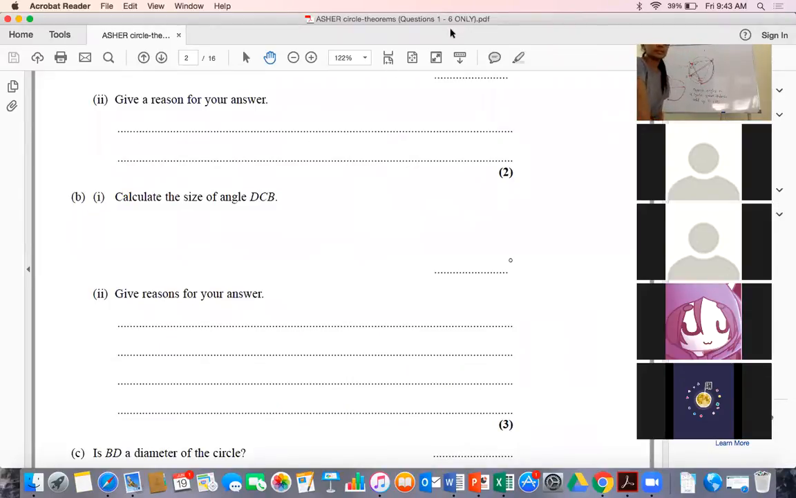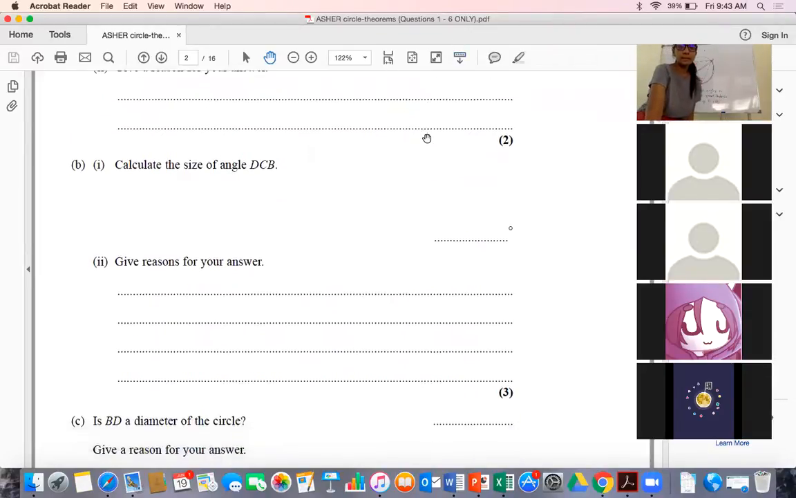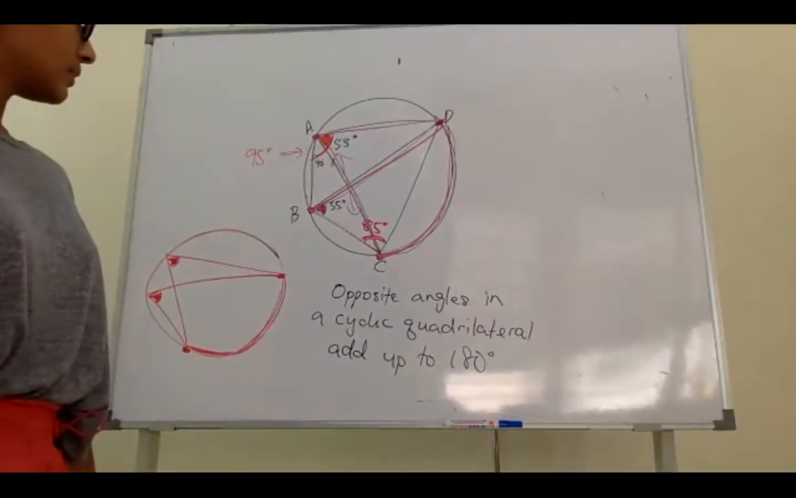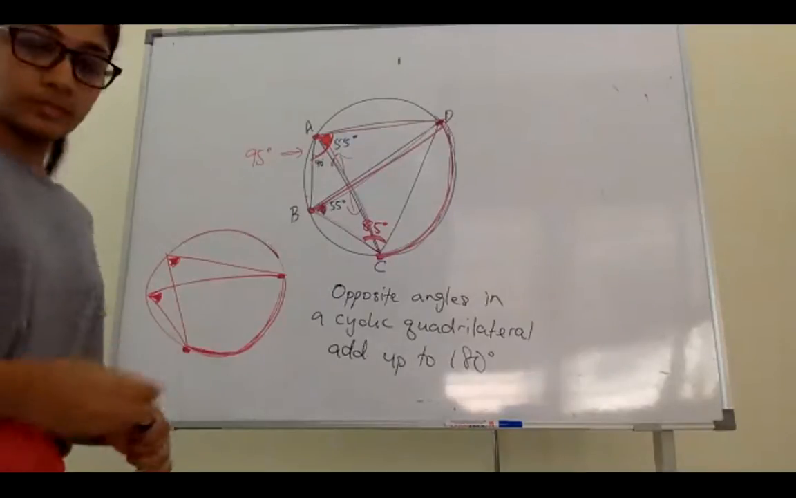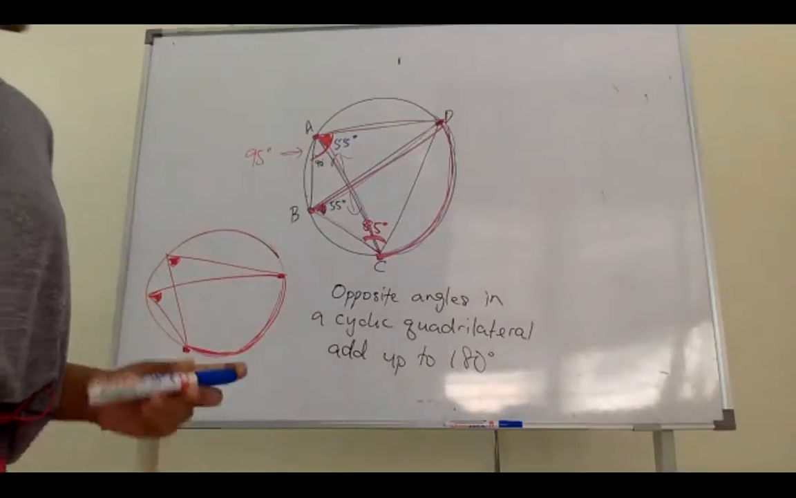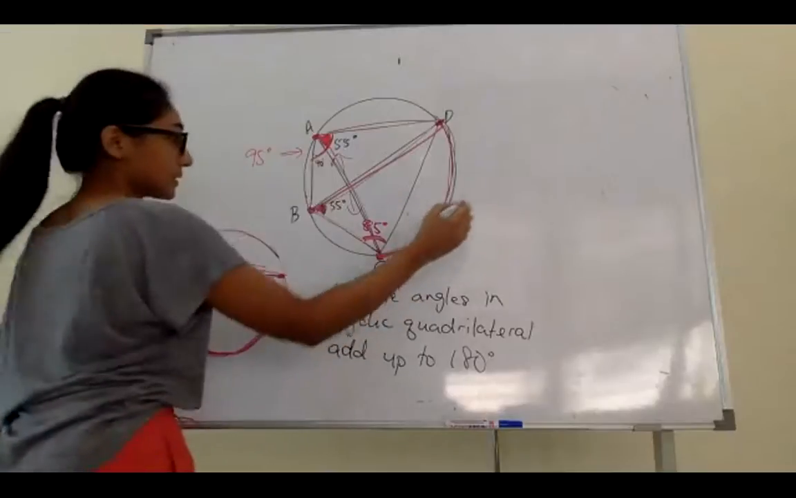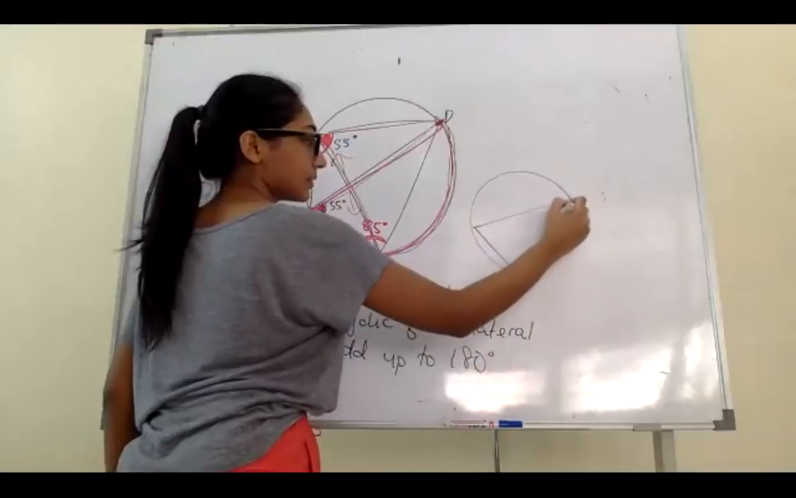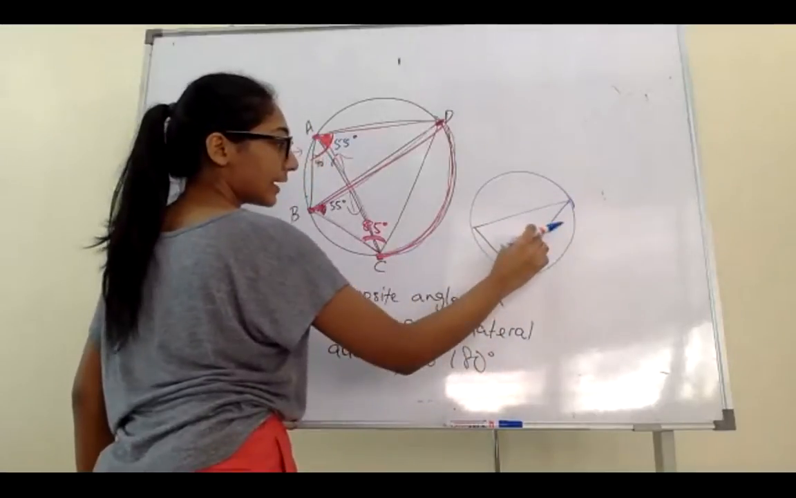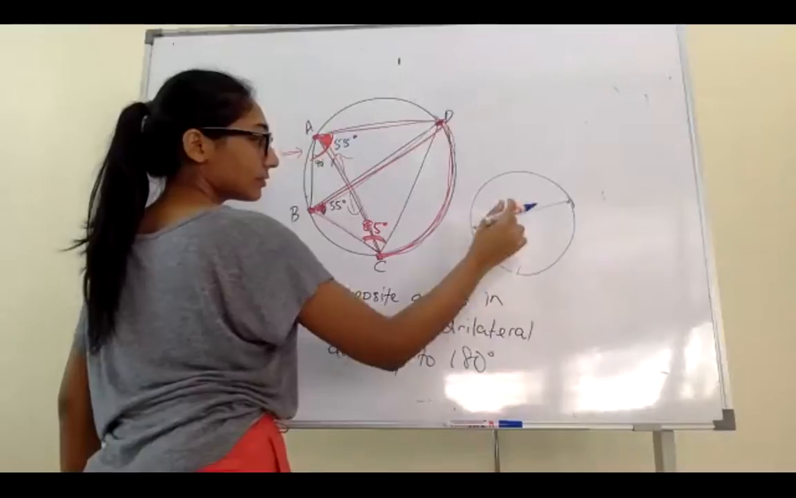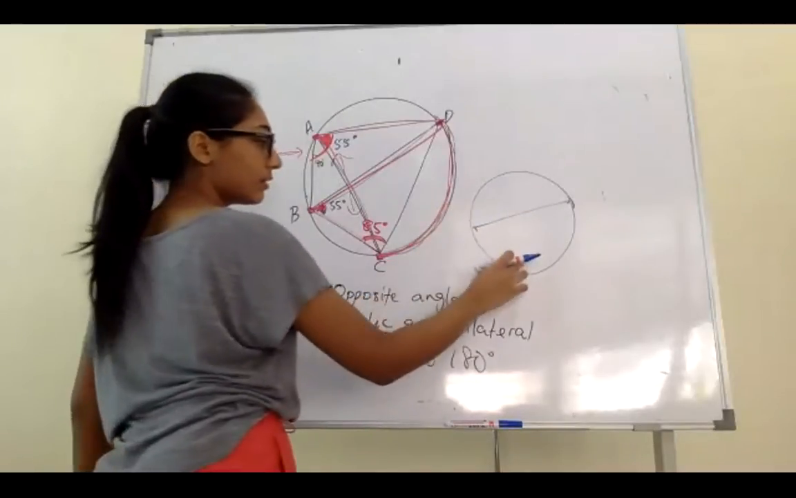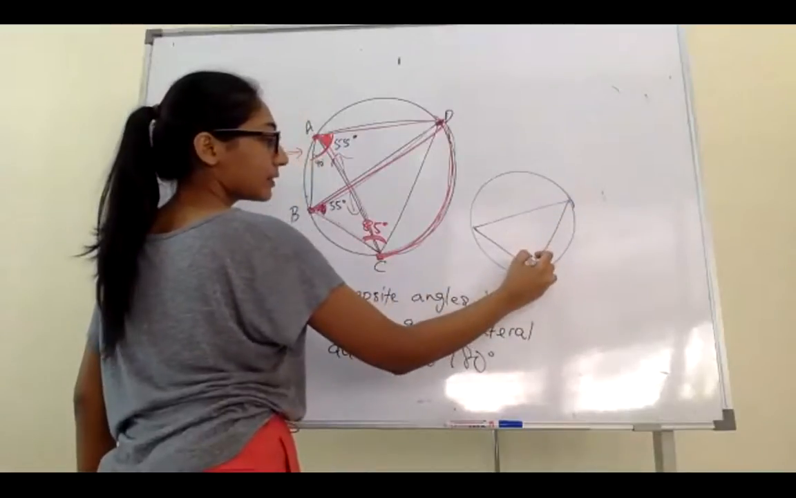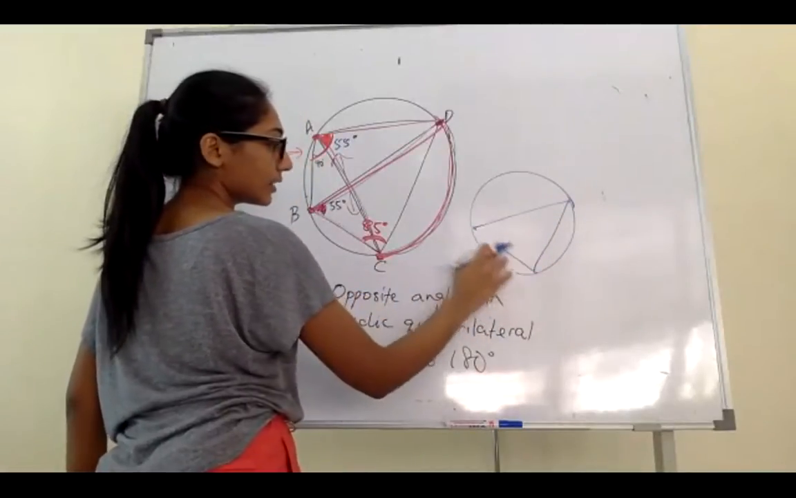No, sir. Why? If it was a diameter, angle DCB would equal 90 because of the rule that angle in a semicircle is always 90 degrees. Correct. So if I have a circle and the diameter, then when there's a triangle there, this must equal 90.